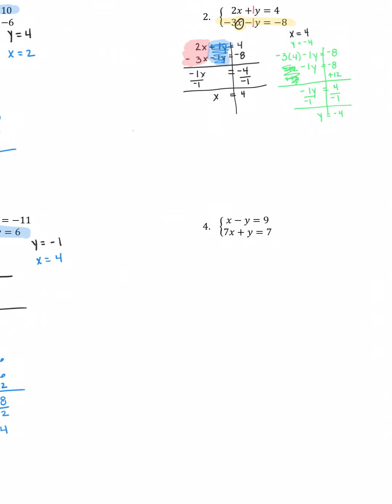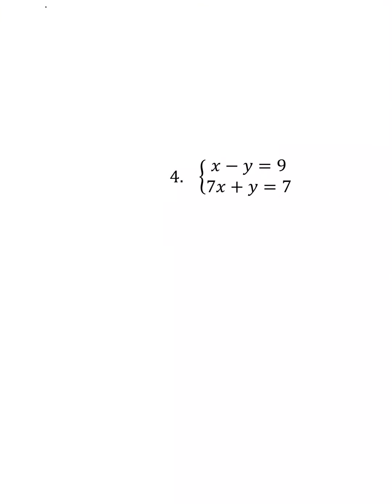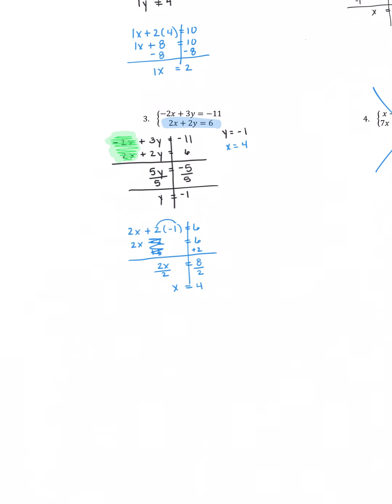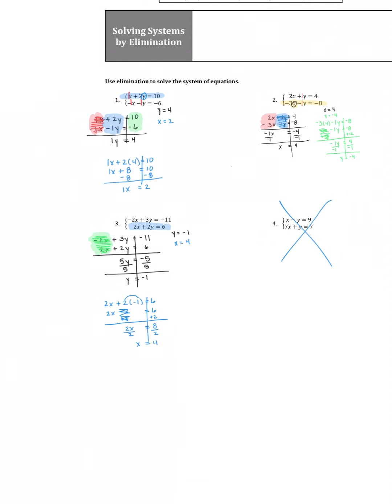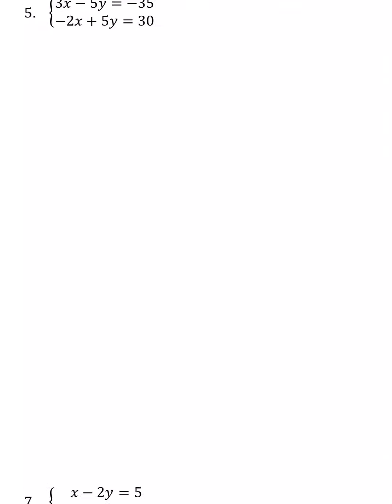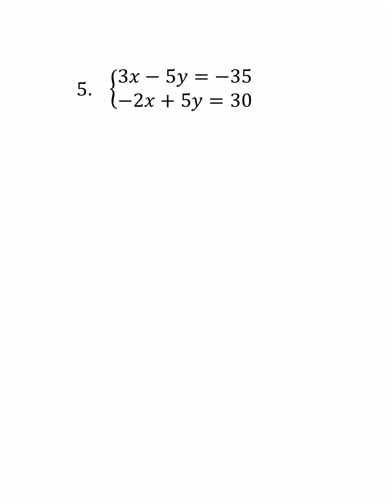Okay? Let's skip number 4. So put a big X on number 4. And let's move on to number 5, which is on the back page. Okay, so let's look at number 5. We'll do 2 more. We don't have to do all of these. We're going to do 2 more.